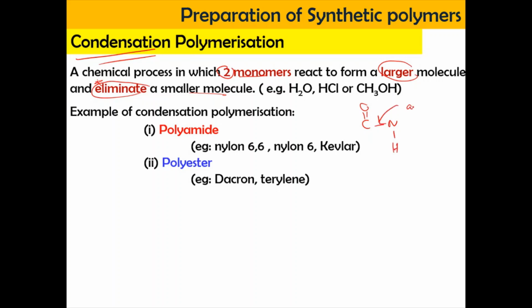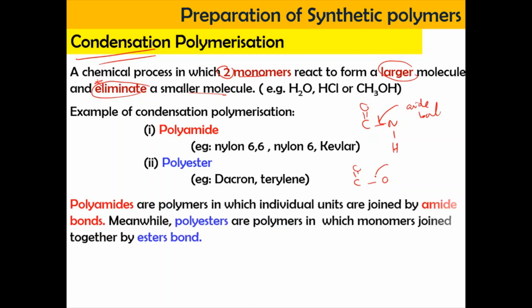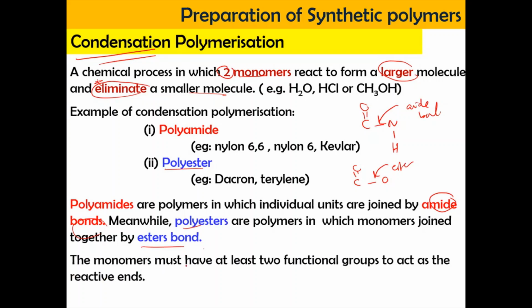Okay, so they're going to have the amide bond. And then for the polyester, it's going to have an ester bond. Okay, so polyamides are polymers in which the individual monomers are joined by the amide bond. Meanwhile, the polyester, which is the blue color here, is connected by the ester bond. And the monomers must have, so kalau ada dua monomer, each monomer will have at least one functional group, or the total must have two functional groups in order to act as the reactive end.